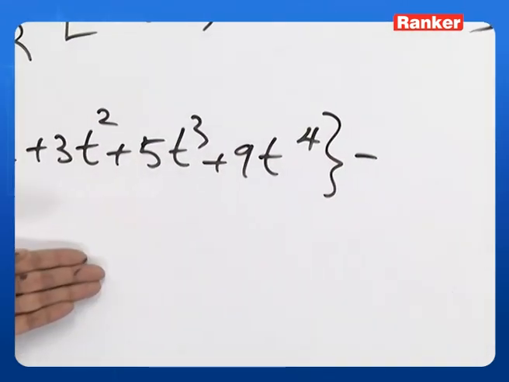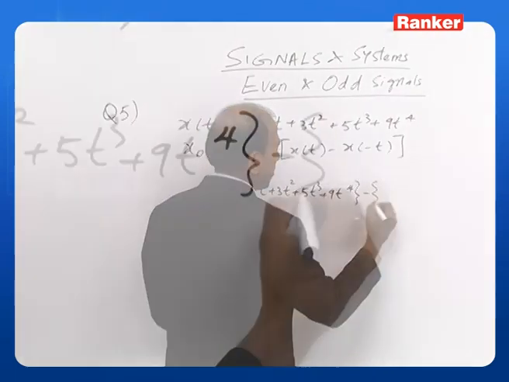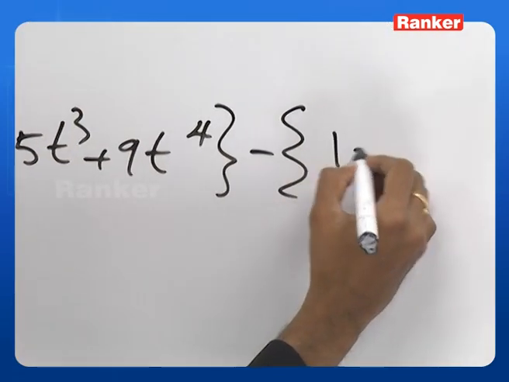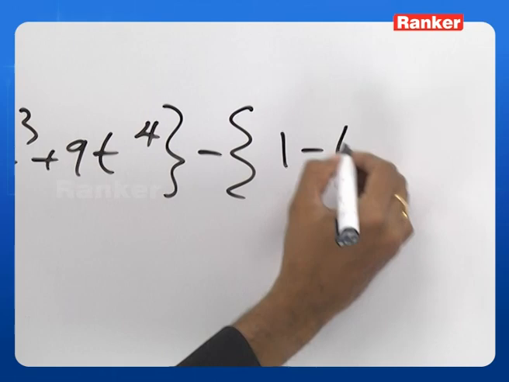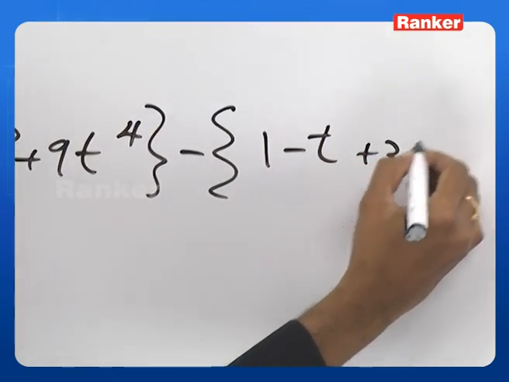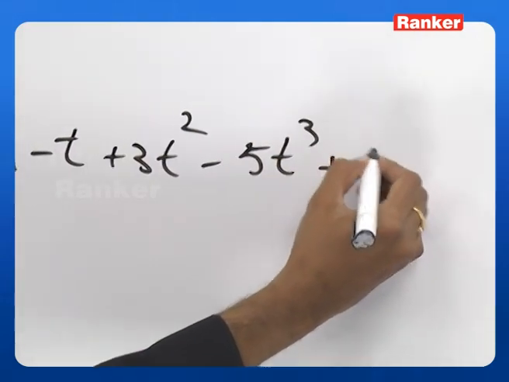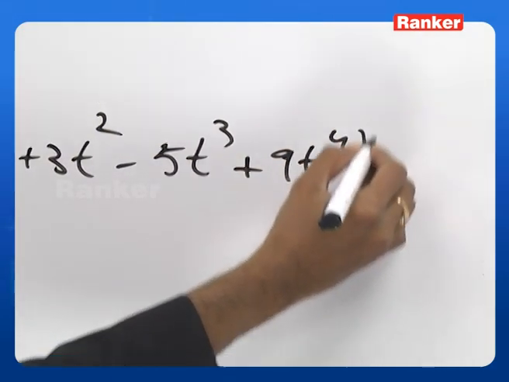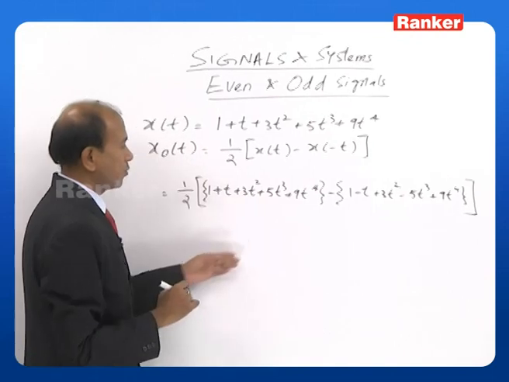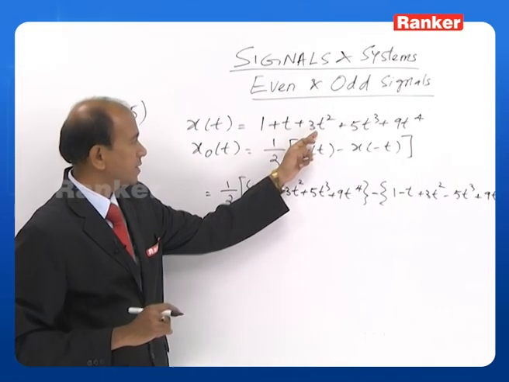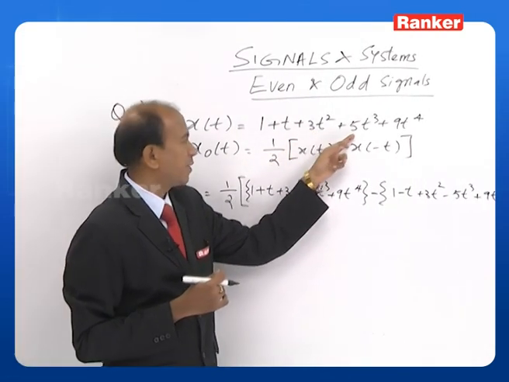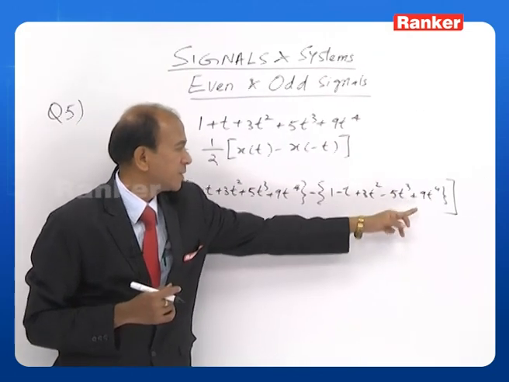Now, we will write the x of minus t component. So, x of minus t component is 1 minus t plus 3t square minus 5t cube plus 9t to the power of 4. Okay, after calculating, this is what we got. So, this is minus t, so this is minus of minus, plus; this is 5t cube, so it is minus 5t cube; this is plus, this is plus.